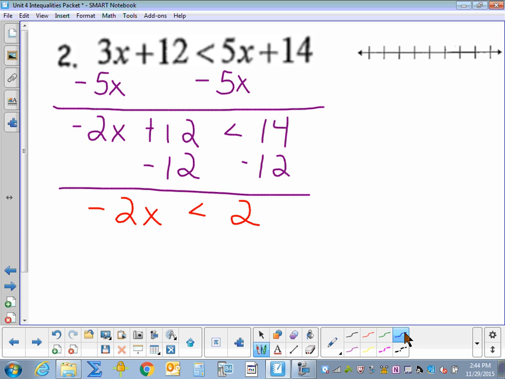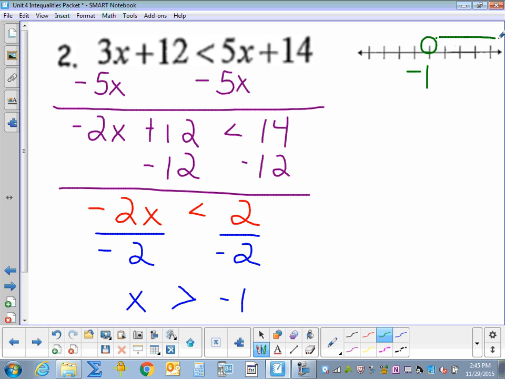So we're going to divide by a negative 2. So negative 2x divided by negative 2 is x, and 2 divided by negative 2 is negative 1. So we divided by a negative number, so we're going to flip the sign. So x is greater than negative 1. So we'll write a negative 1 on our number line. We'll have an open dot because it's greater than, and it will be going towards the right.